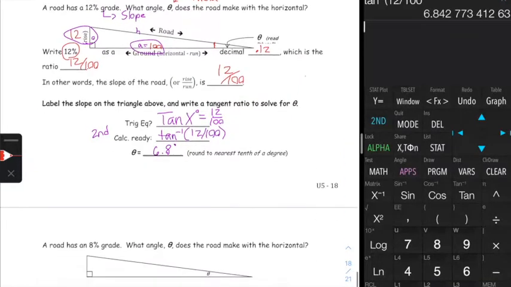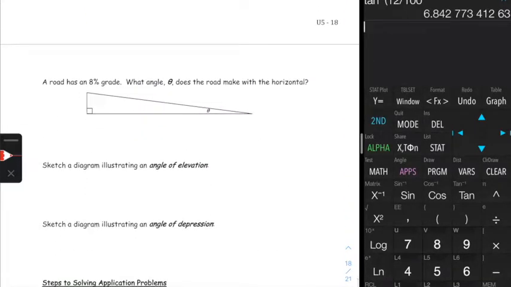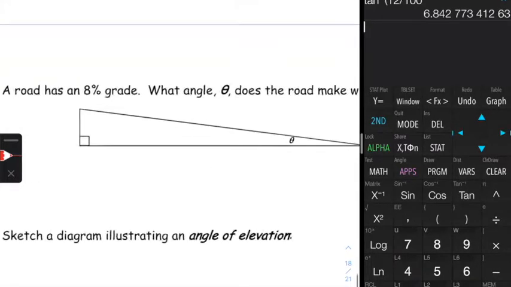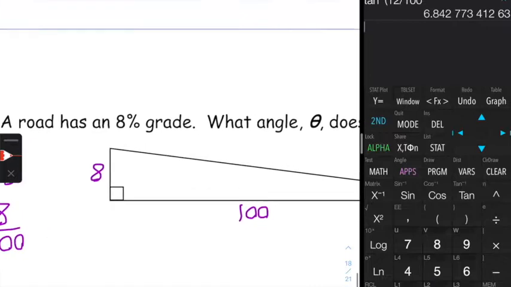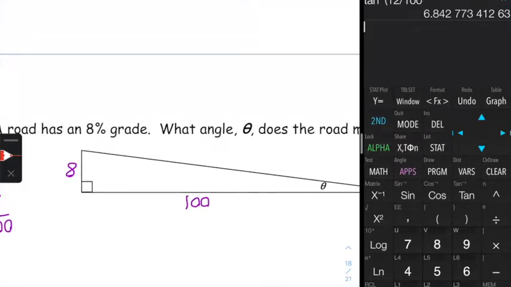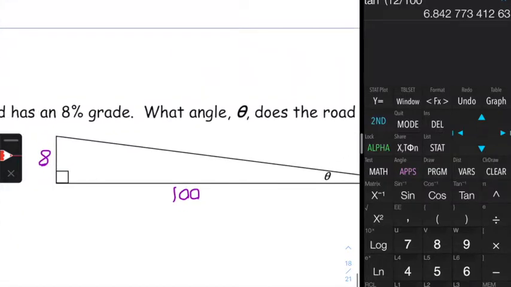I think there's only one of these today. Oh, no, one more of these here. So the road has an 8% grade. What angle theta does the road make with the horizontal? So kind of like before, we'll change 8% to 0.08, which is the same exact thing as 8 over 100. Okay, and then from there, we're going to go find your angle theta here. You could call it X if you don't want to use that symbol. Theta is one of the Greek symbols there.